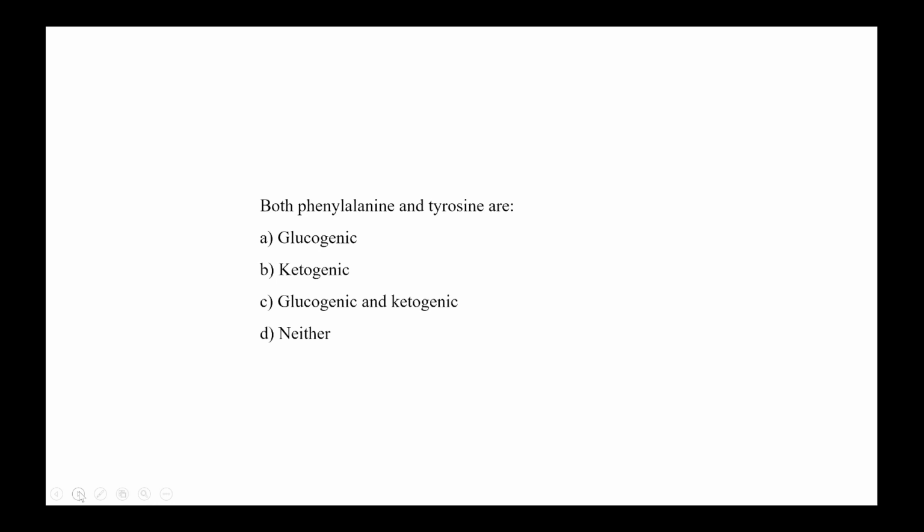Okay. Moving to the next question now. Both phenylalanine and tyrosine are option A, glucogenic, option B, ketogenic, option C, glucogenic and ketogenic, and option D, neither.